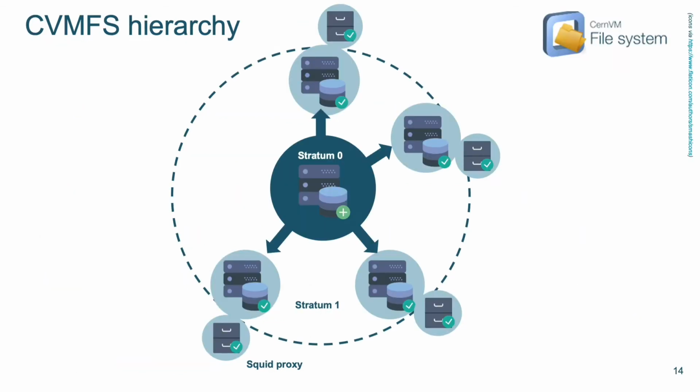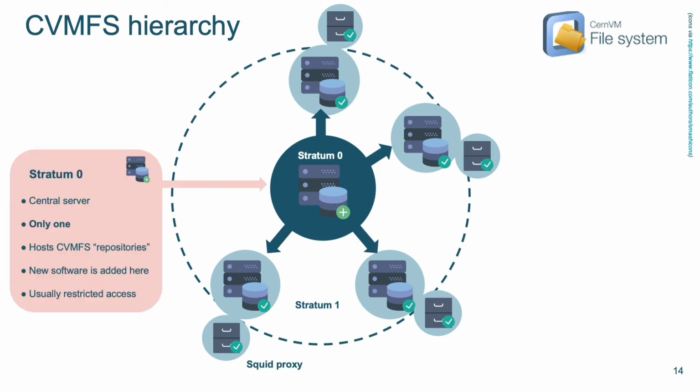This is what the CVMFS hierarchy looks like. At the center, you have the Stratum 0. This is one server in the CVMFS hierarchy where the CVMFS repositories are hosted, and also where new software is being added into the file system. The access to the Stratum 0 is usually restricted through firewall rules for security reasons.